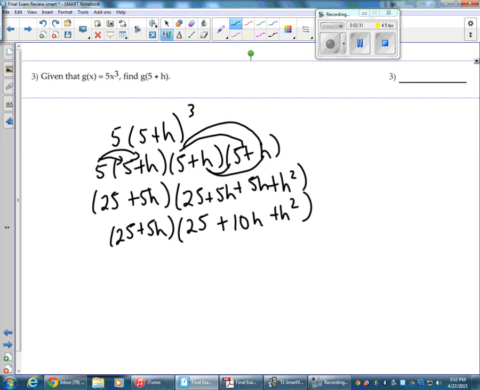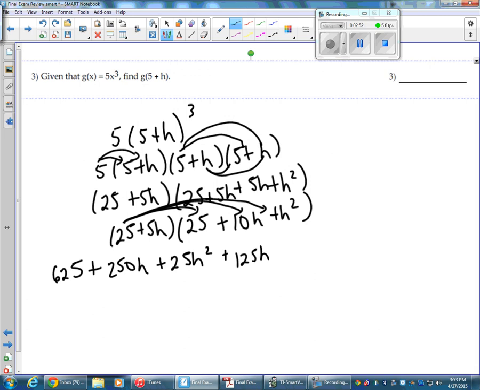Okay, so now I've got to distribute 25 times everything, and then 5h times everything. 25 times 25 is 625, plus 25 times 10h would be 250h. And then 25 times h squared would be 25h squared. And then 5h times everything would be 125h plus 50h squared plus 5h cubed.